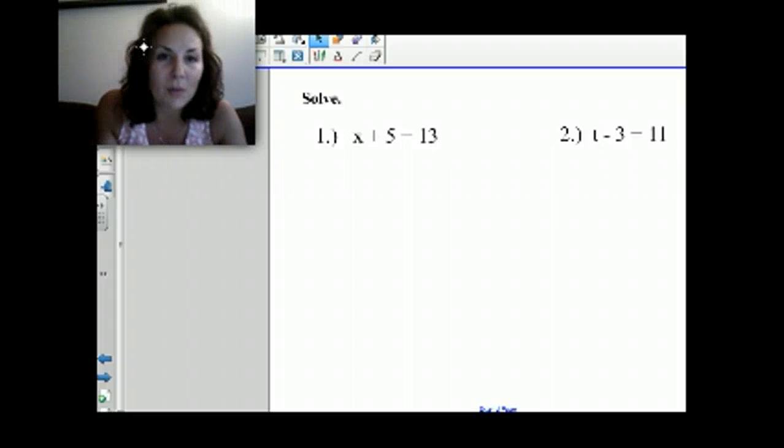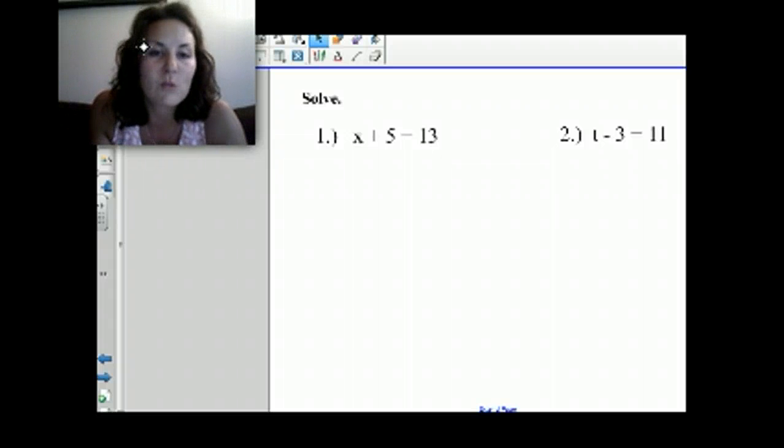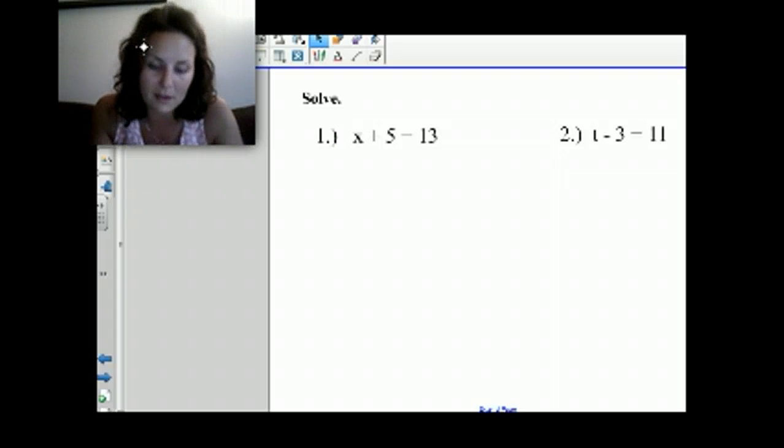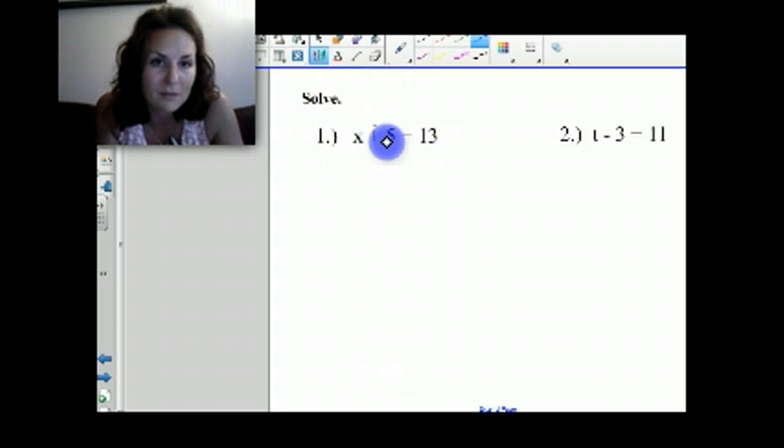Jumping right into examples is the best way to do this. The first one, we have x plus 5 equals 13. Using mental math, a lot of us can figure this out. The equations are going to get complicated, so we want to know the mathematical step. Now this is x plus 5. Whoops. X plus 5 equals 13.